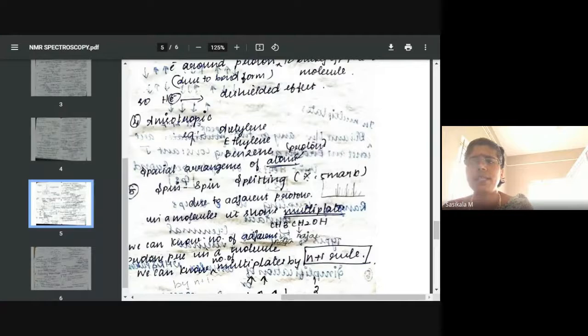So what are the factors? Inductive effect, hydrogen bonding, van der Waals de-shielding, and then the anisotropic effect. So 4 factors we have seen, and 4 parameters we have seen. The factors we have seen under the position of signals, the fourth parameter, chemical shift. What are the 4 parameters we have seen? Number of signals, intensity, peak area, and position of signals. So with this I will stop today's class.